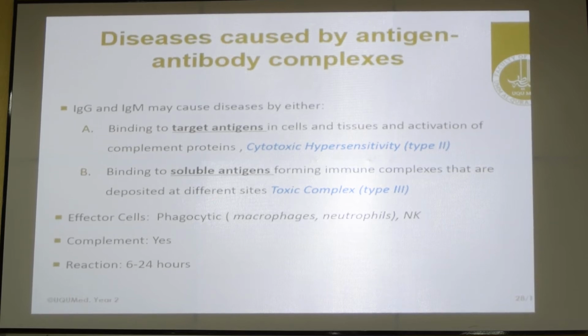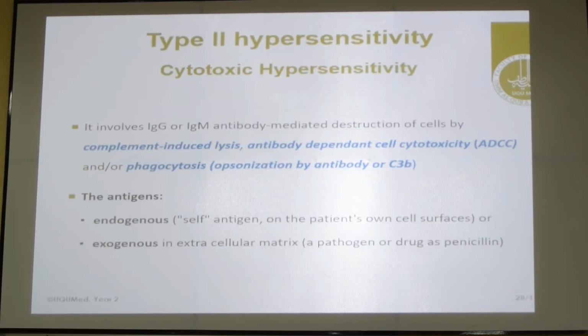The other one is, I told you yesterday that antibodies are soluble in the blood, antigens are soluble, but when they combine, they make immune complexes which will be deposited. So the second one is toxic complex, which is mediated by type 3. You can call it immune complex mediated disease or immune toxic complex. While the first one is causing cytotoxicity, damage to the target cells, that's why it is called cytotoxic hypersensitivity. The effector cells are phagocytes, macrophages, neutrophils, and natural killer cells, and also complement is involved in both types. The reaction time is normally 6 to 24 hours.